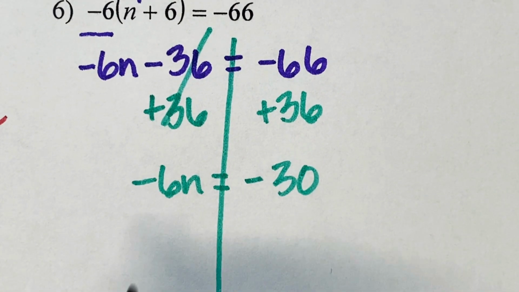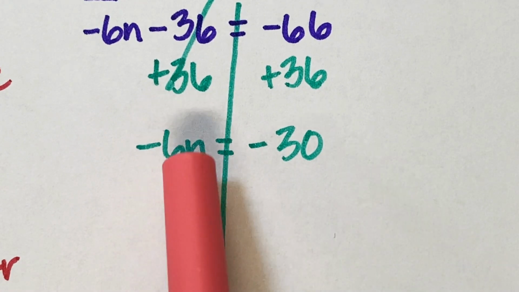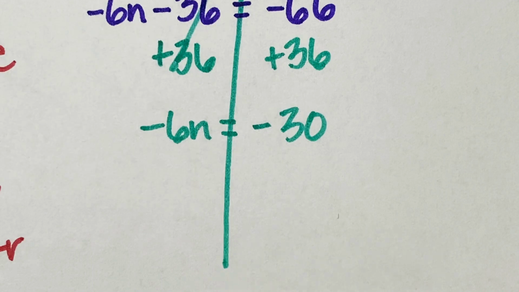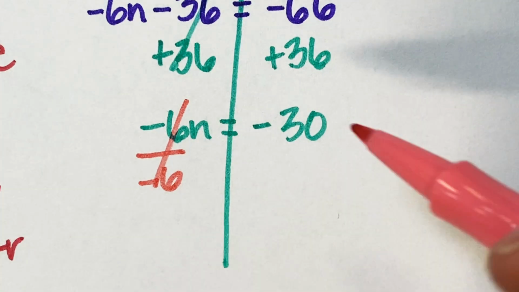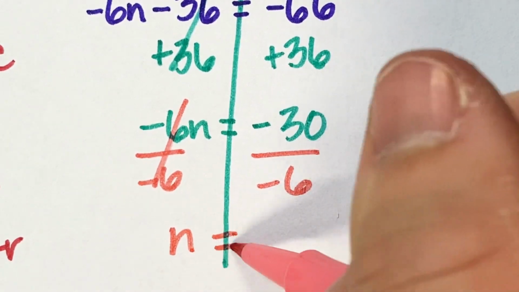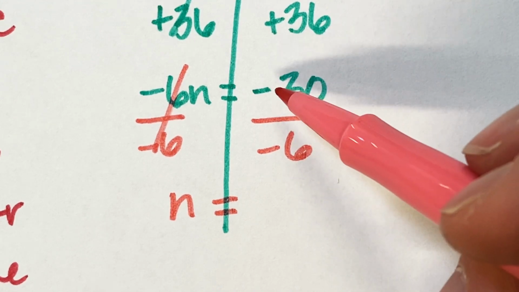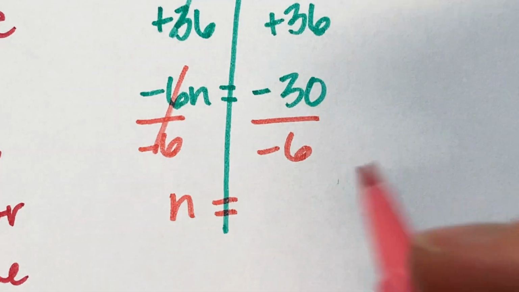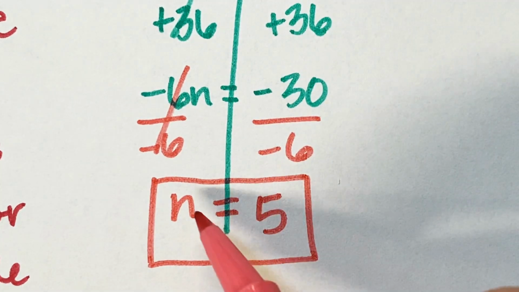Okay, so we're not quite done. We still have one more thing to get my n by itself. This is saying negative 6 times n, because they're right next to each other. So how do I get rid of, or what is the opposite of times by negative 6? We divide by negative 6. That gets rid of it. We got to do the same thing to both sides. So our n is going to be all by itself. N equals, what is negative 30 divided by a negative 6? Remember, a negative divided by a negative is going to give me a positive. And then 30 divided by 6 is 5. We know we're done when our variable is all by itself.